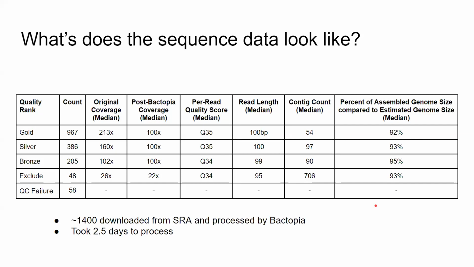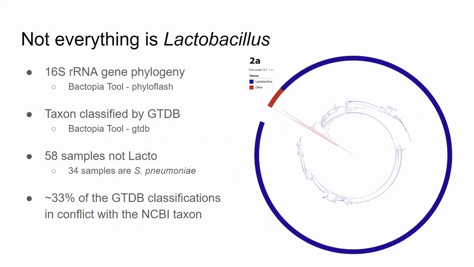So what did we find out when we ran Lactobacillus? One thing we decided to do was create a 16S rRNA gene phylogeny. We used PhyloFlash.